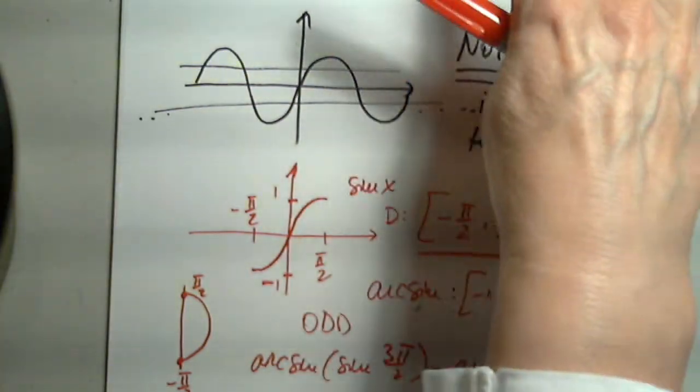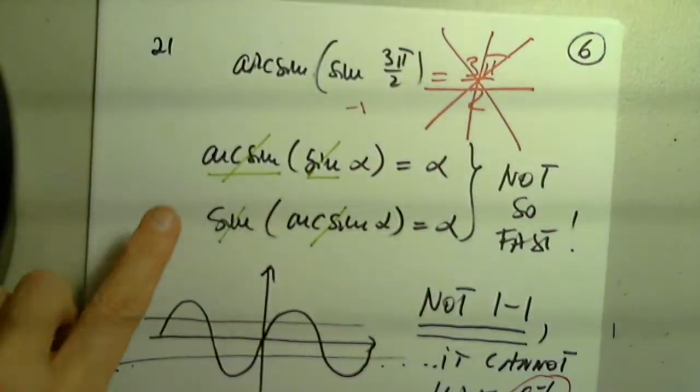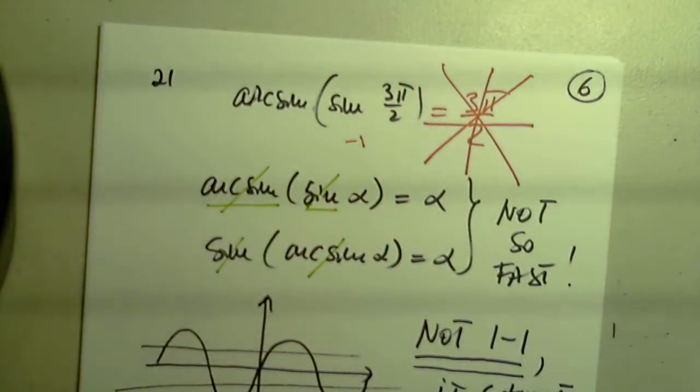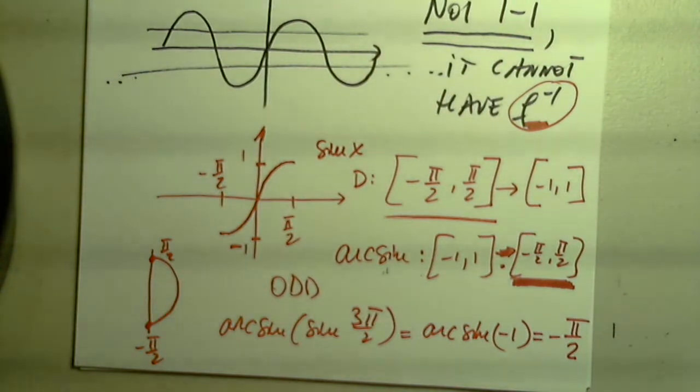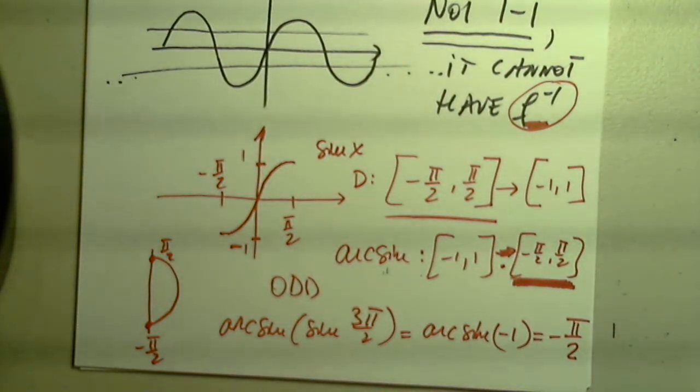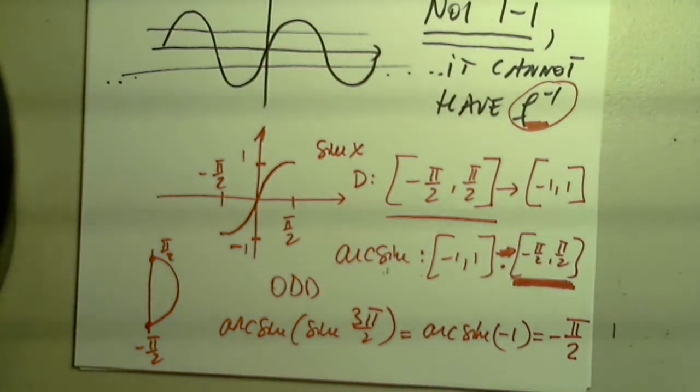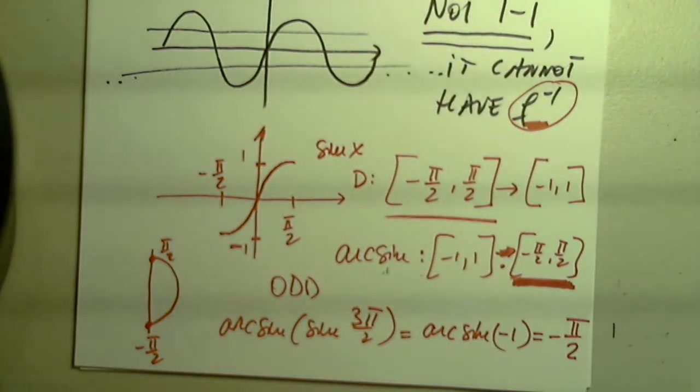So be very careful every time you think in terms of inverse trig functions. You have to think about the domain. You cannot blindly write, oh, this is the inverse function of that, so I can write 3π/2, because you cannot.